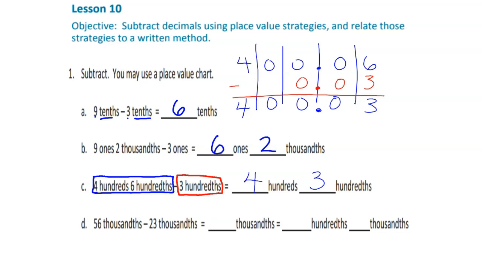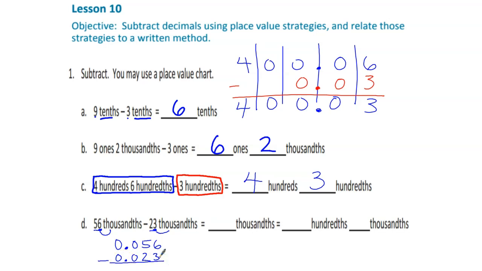Looking at D. Now we have 56 thousandths. That 6 has to be linked to our thousandths place. So it's going to look like this. 56 thousandths. The 6 is in our thousandths place. That means our 5 is going to be in our hundredths place. Minus 23 thousandths. That 3 has to be linked to our thousandths place. Let's write in our 23 thousandths.